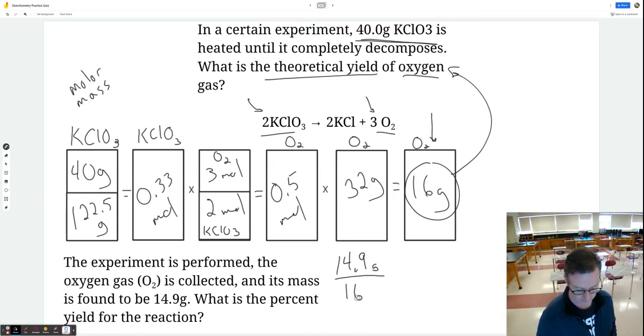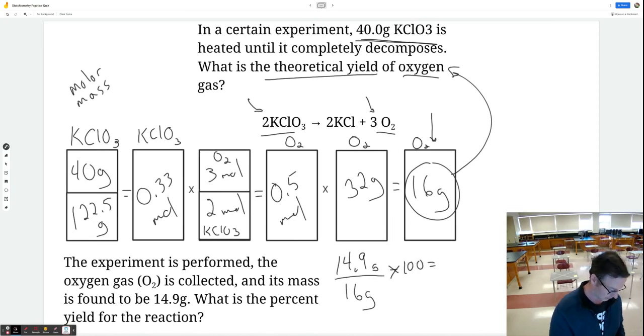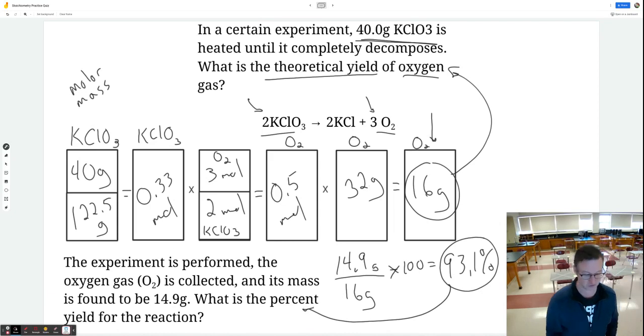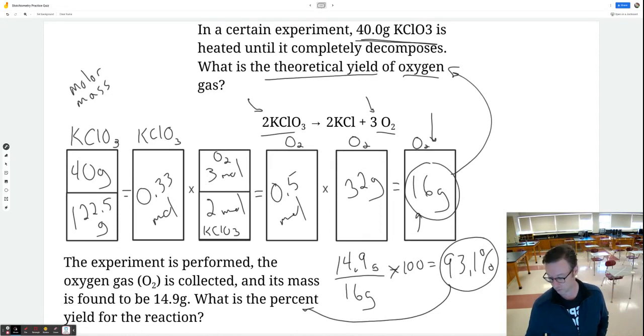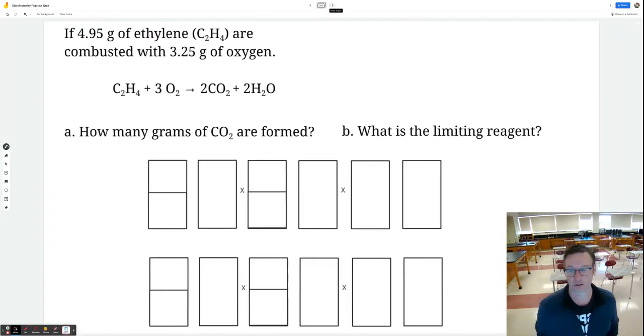14.9 grams. So we take what we actually got, divide it by what we theoretically could have gotten according to our calculations, and then we multiply that times 100 to make percent, and we get a result of 93.1% yield. So that's the answer to the second part of the question. What is the percent yield? 93. So we take what we calculated as the theoretical, what we're given as the actual yield, divide that by the theoretical, times 100 makes percent, and that's the answer to that question.